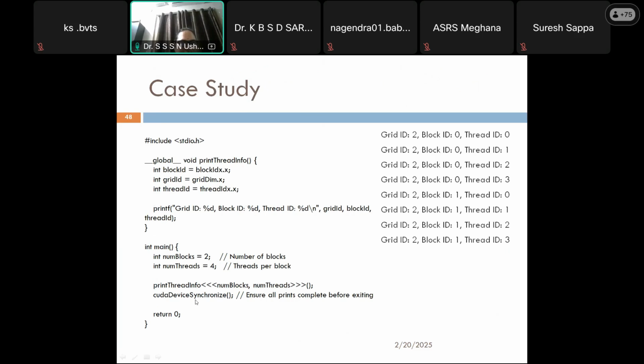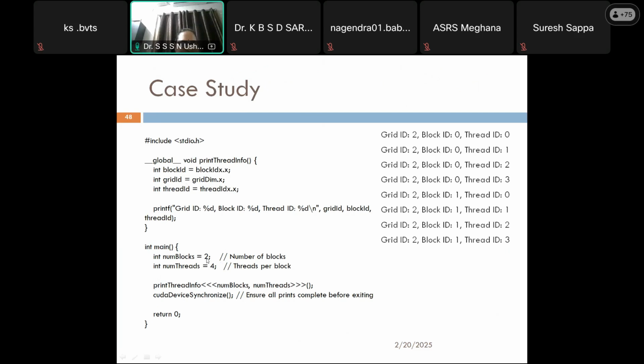This is a predefined function, CUDA device synchronize. Here, in this case, you can observe what this thread info is. Print thread info consists of block ID. Here you need to create a memory, right? So block ID, grid ID, thread ID. So block ID dot X.